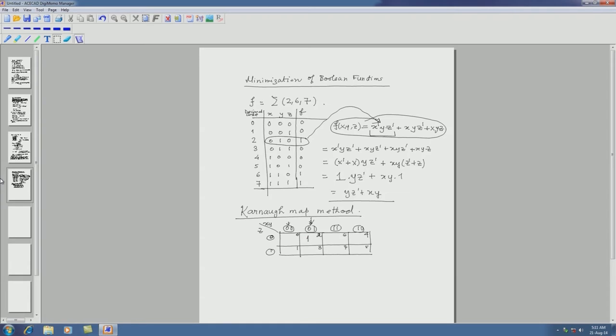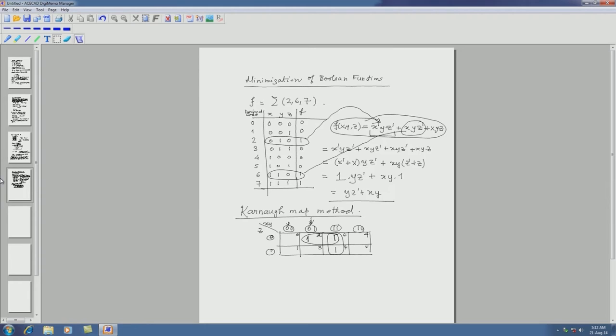Similarly, if I look at the other min term 1, 1, 0, which corresponds to this min term 1, 1, 0, I will put a 1 over here and last one is 1, 1, 1, I put a 1 over here. After this, I will join the adjacent cells like this by some rectangles.